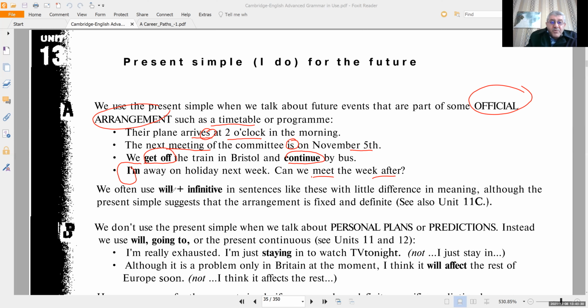We often use will and infinitive in sentences like these with little difference in meaning, although the present simple suggests that the arrangement is fixed and definite.